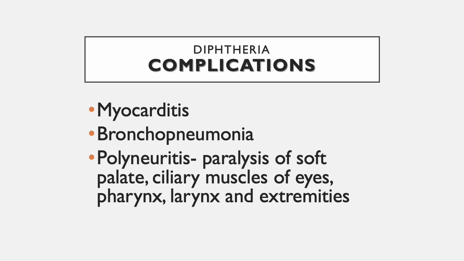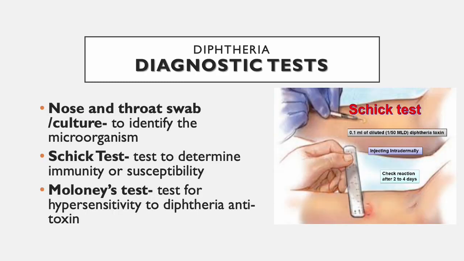Now, these are the complications and I think we have mentioned this already a while ago. Okay? The diagnostic test for diphtheria is the Schick test. It will help you determine your immunity or susceptibility to infection. Because of course, if it becomes negative, then you are quite susceptible. So, definitely, you won't put that person in areas where they can get infected.